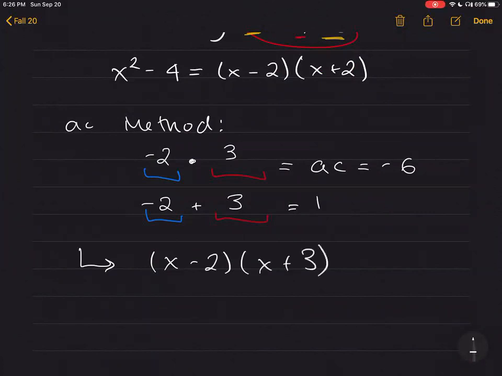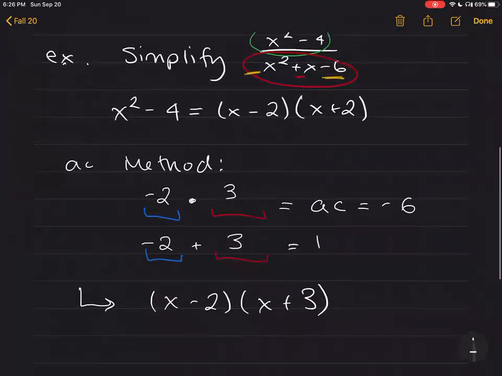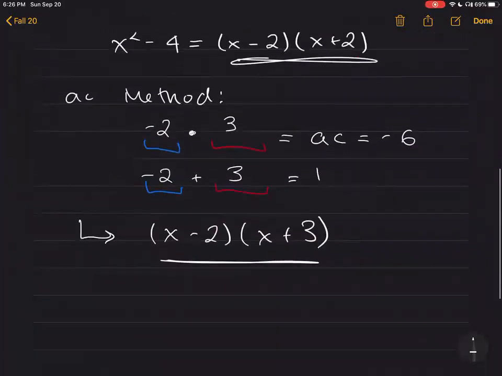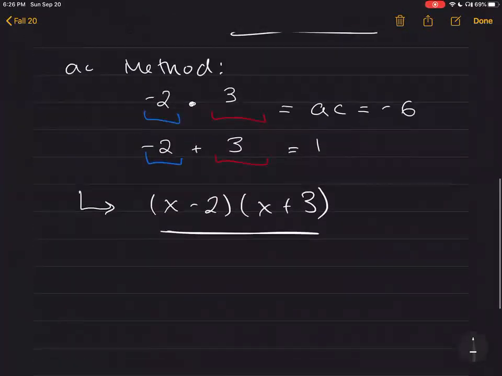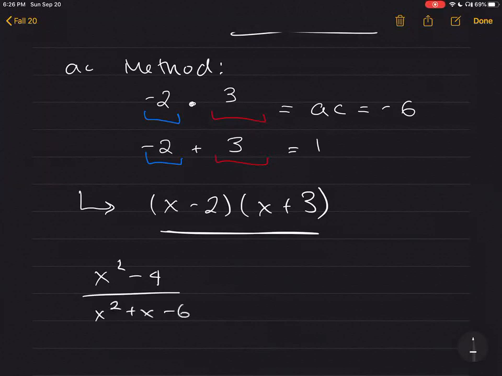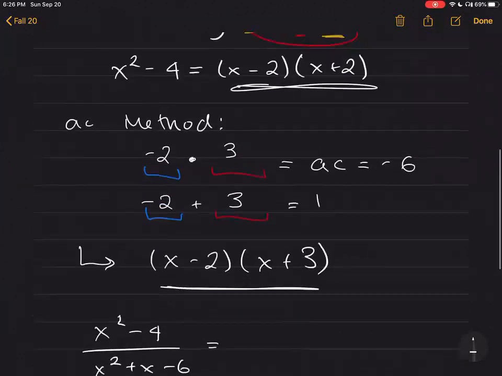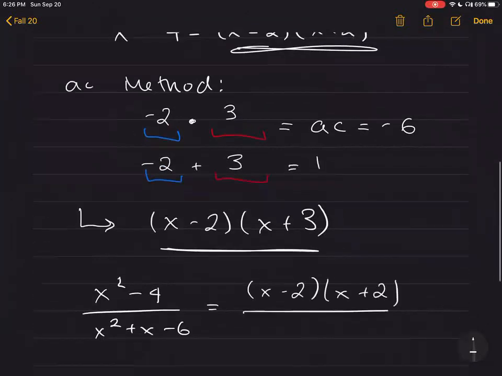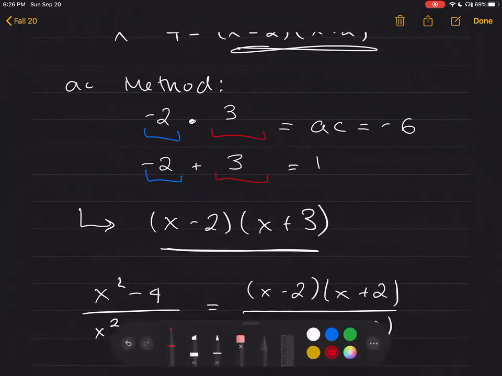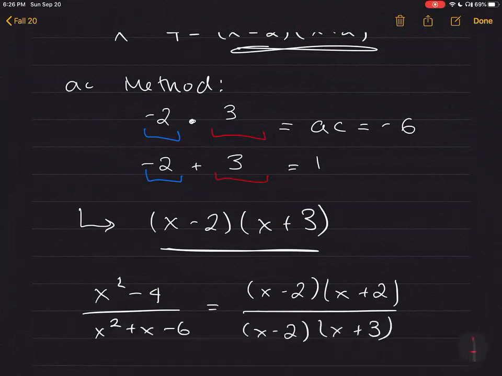So then once we have these two factorings right here, we can rewrite the fractional expression. So we have x squared minus 4, and then we've got x squared plus x minus 6. We can rewrite that as x minus 2, x plus 2 for this top one, and then on the bottom it's going to be x minus 2, x plus 3. Now, we see that we've got a copy of x minus 2 on both the top and the bottom, and that means that we can just kind of cancel them out.